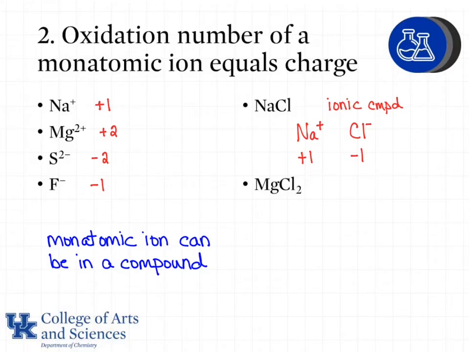Magnesium chloride, also composed of a metal and a nonmetal, is also an ionic compound. Magnesium has a charge of 2+, chlorine still has a charge of -1, and our oxidation numbers are +2 and -1 respectively. Remember that just because the charge isn't explicitly shown on the ion doesn't mean that there can't be charged particles within the compound.